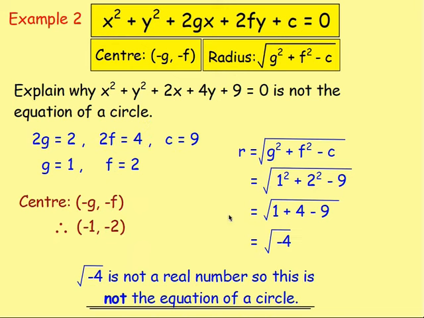Next example, explain why this was not an equation of a circle. This is something that comes up now and again. Obviously, if you are given something in this form, then you can easily write down a centre. So that doesn't really help you. It's the radius that will hold us back. Because remember, to get the radius, it's the square root of g² + f² - c. But if you sub those values in and you get a negative, you cannot get a square root of a negative. So the square root of -4 is not a real number, so it's not the equation of a circle.